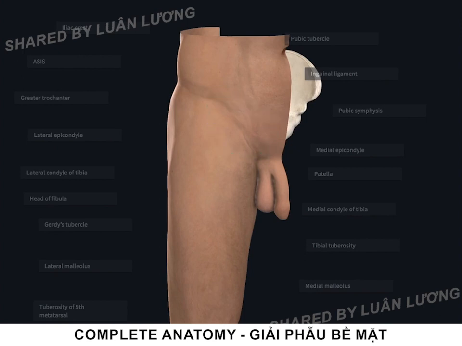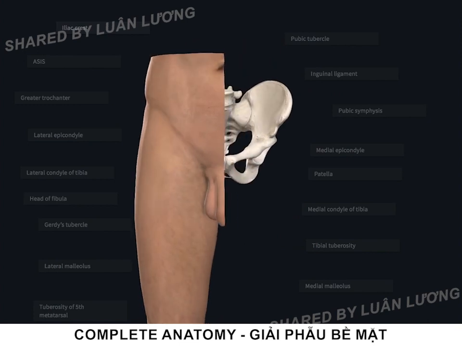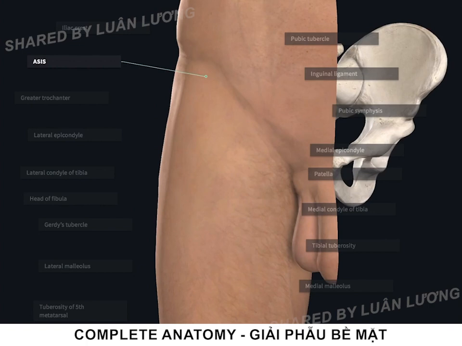First, a physician can almost always palpate or feel the iliac crest, the large prominence of bone on the lateral aspect of our hip that we can better see on the side of the body here that does not have the skin. If the physician were to follow the iliac crest anteriorly, they will arrive at the point known as the anterior superior iliac spine, or the ASIS for short.